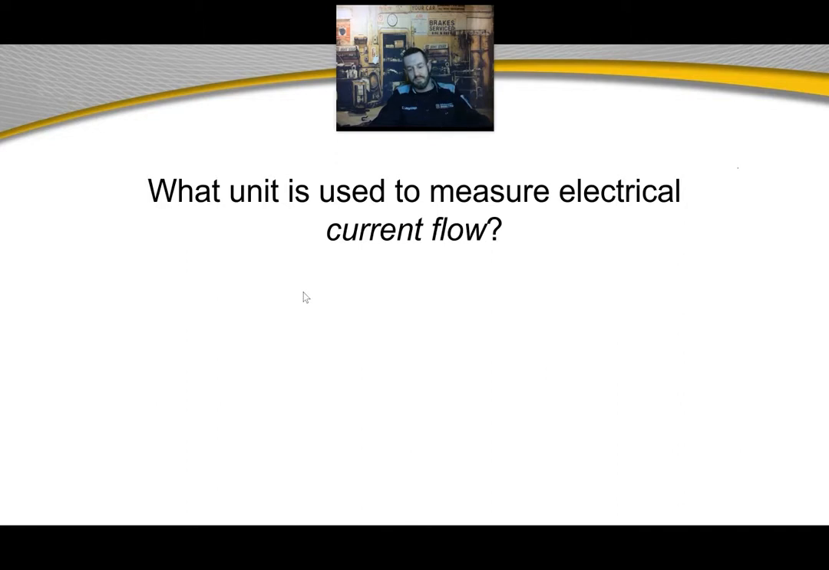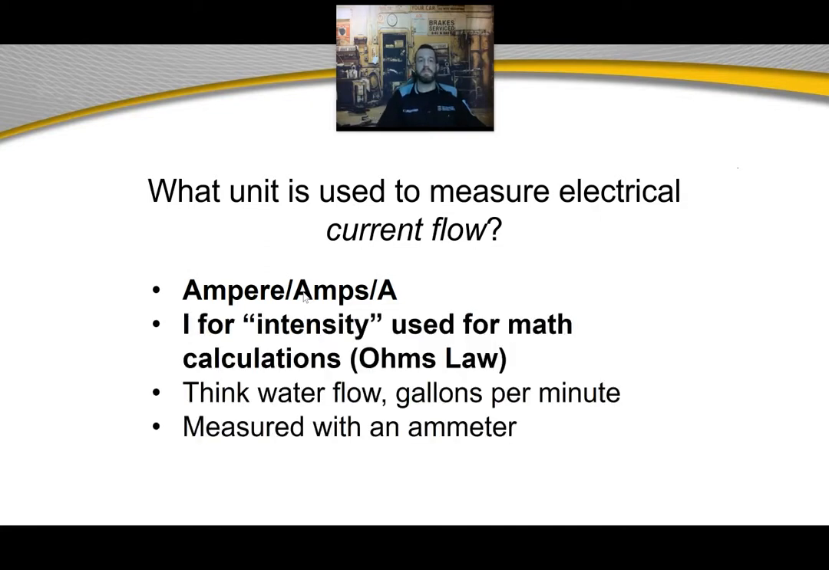All right. Take a break from all that stuff we just learned. This is important. What unit is used to measure current flow? Amps. Amperage is current flow. If we are using the official Ohm's law, we're going to take a deep dive into Ohm's law, it uses I, for intensity, or a big A is amps. Think water flow, gallons per minute. It's current flow. You use an ammeter to measure it.